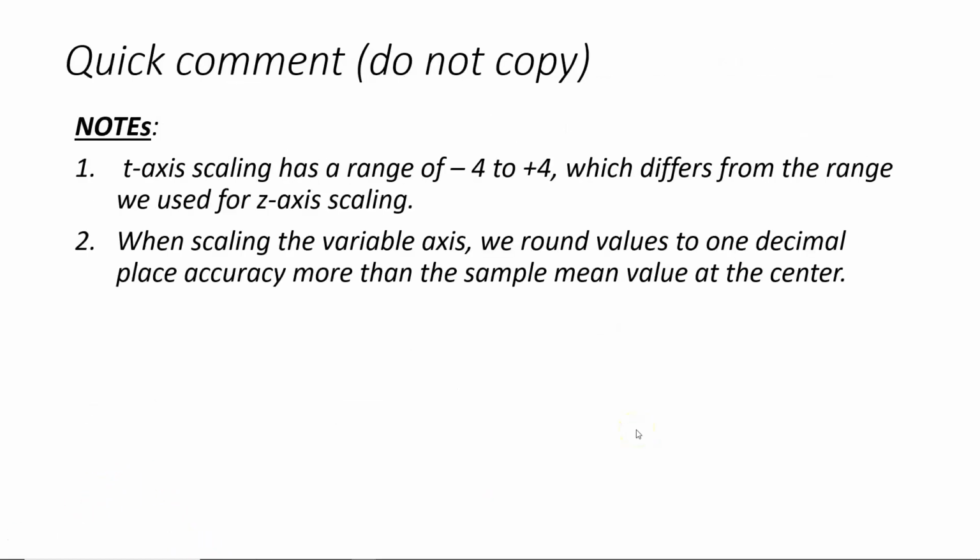At this point, I want to inject 2 quick comments. Please note that you don't need to copy these into your notes. The first is that the t-axis scaling has a range of -4 to +4, which differs from the range we used for the z-axis scaling. Secondly, when you scale the variable axis, notice that I rounded my values to 1 decimal place more accuracy than the sample mean value that is at the center.